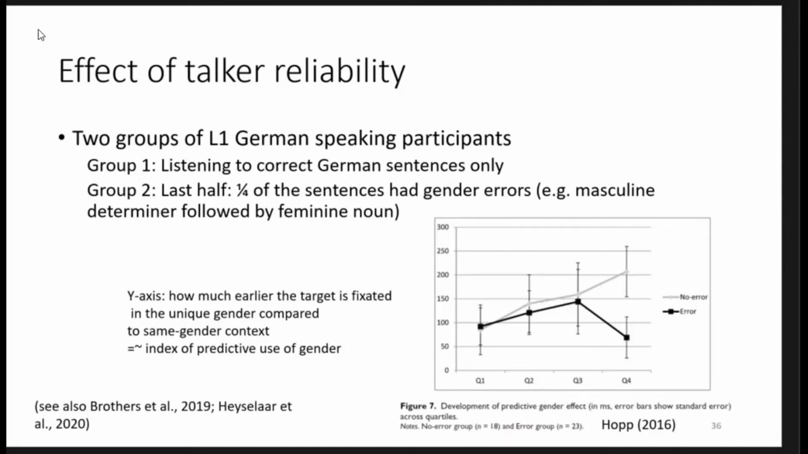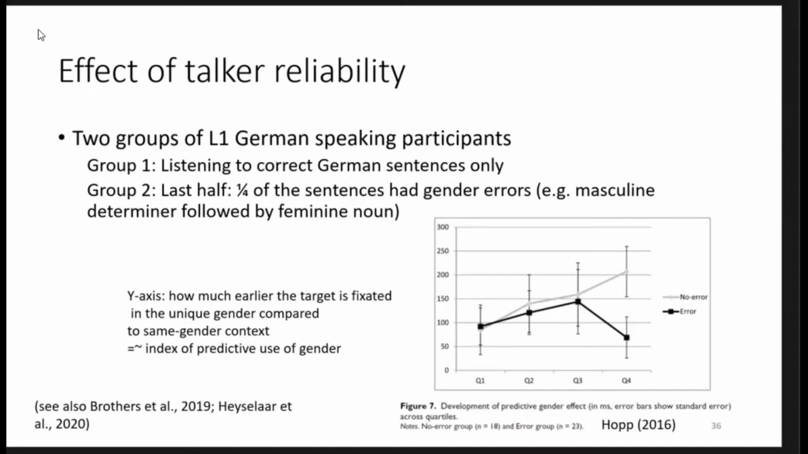And then on the x-axis, you see the blocks of the study. So it was divided into 4 blocks. So again, the second group, the group that's rendered in the solid line condition, receives the error in the third block. And the errors were only like 25% of the sentences, not that many. And you see that in the fourth block, that group just hardly predicts.